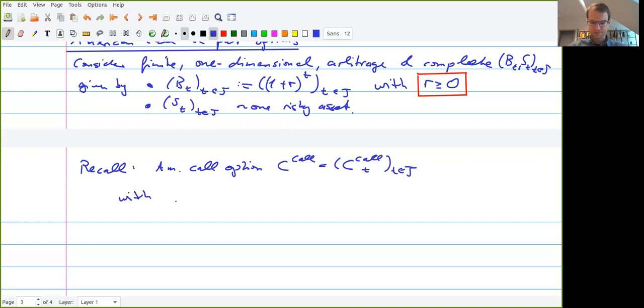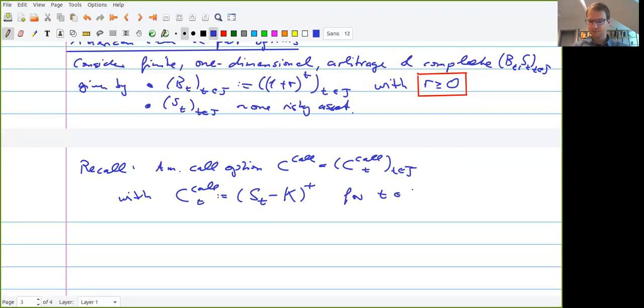C call at time t is what you get if you exercise the option at time t, and then you get a call option with maturity small t. So you have the right to sell the asset at any time for the given strike price. And you only will do it if you make money.